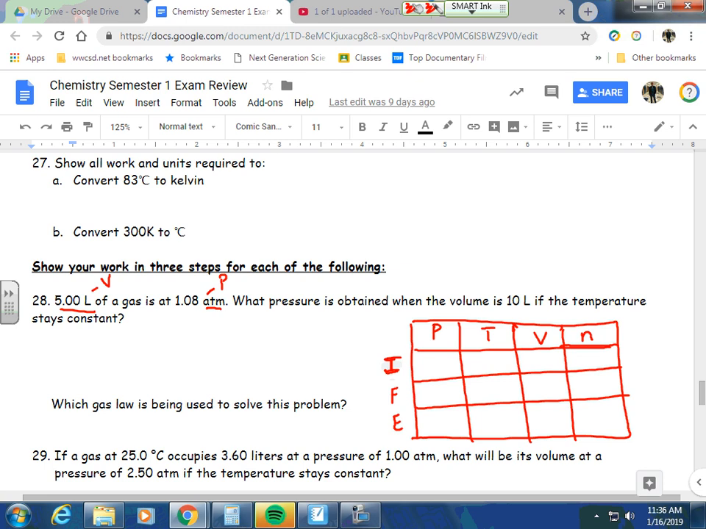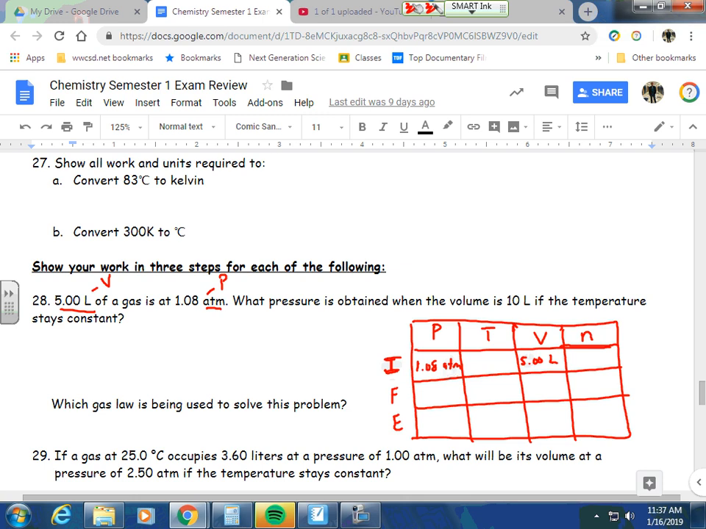So I have 5 liters of a gas, that's volume. And write your units in here as well. Always write your units. And the initial pressure is 1.08 atmospheres. It doesn't say anything about temperature or amount of gas yet. I might be able to just cross those out.